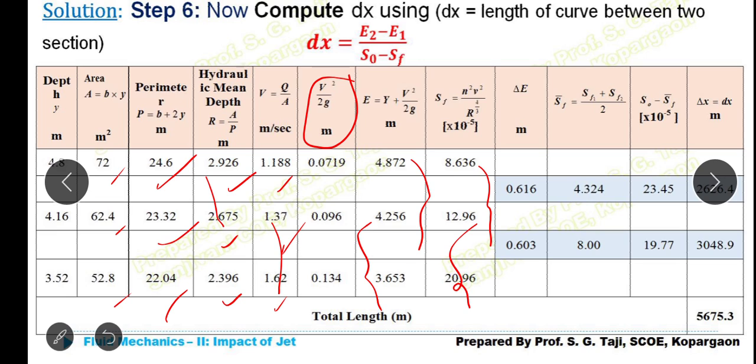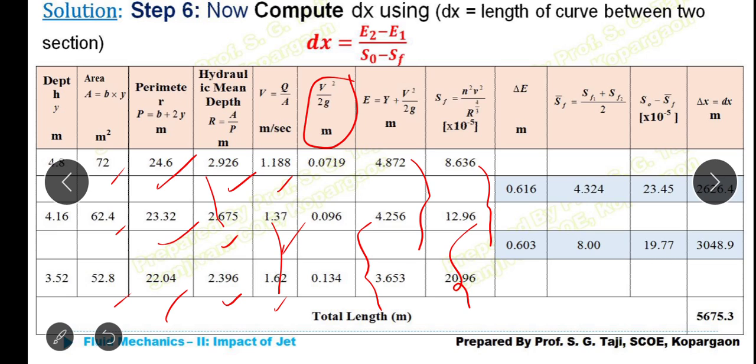Okay. You calculate E1, E2, E3. Substitute the values, you will get the answers. Now, delta E is equal to this minus this. You can write the answer. This minus this, you can write this answer. Similarly, SF bar, that is average. Average is nothing but SF1 plus SF2 divided by 2. For the next one, what do you have to take? SF2 plus SF3 divided by 2.